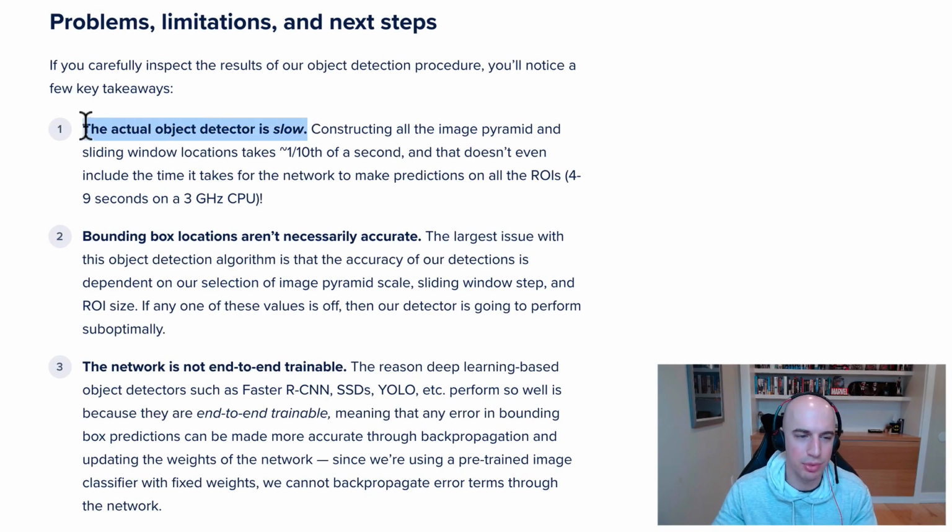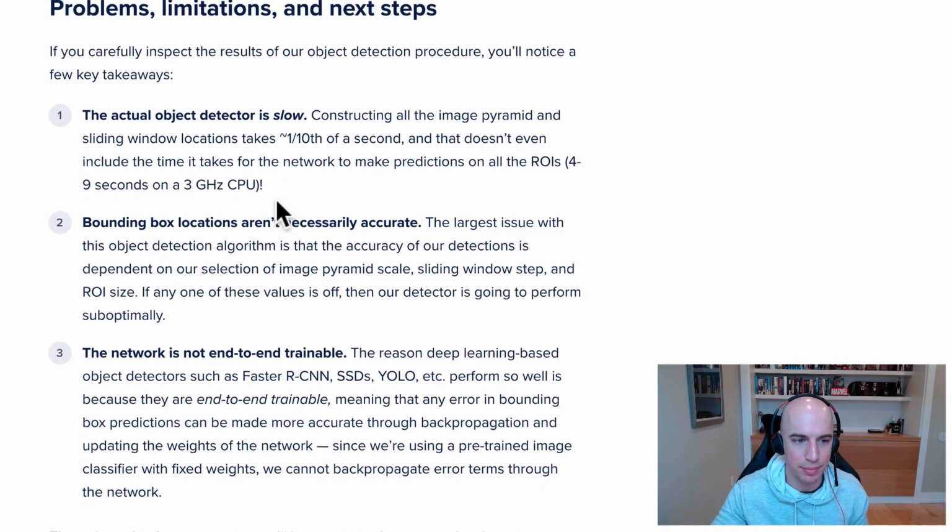First, this procedure is slow. So constructing an image pyramid and running the sliding windows alone, that's going to take a minimum of a tenth of a second. And once you get through generating all those regions that could contain an object, then you got to classify them. On a CPU, that took about 4 to 9 seconds on a 3 gigahertz CPU. If you had a GPU, certainly you could get that number down to maybe a second or two, but still, you're not going to get real-time performance out of that.